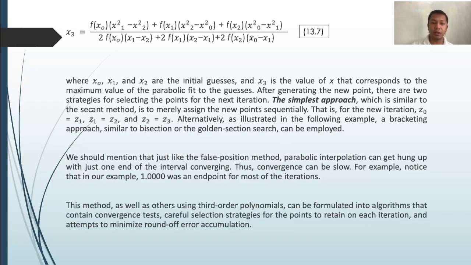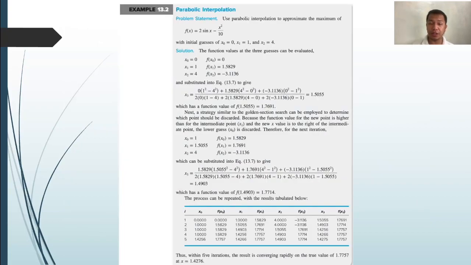For example, notice in our example that will be displayed later, 1.00 was an endpoint for most of the iterations. This method, as well as the others using third polynomials, can be formulated into algorithms that contain convergence tests, careful selection strategies for the point to retain on each iteration, and attempts to minimize round-off error accumulation. So this is an example.